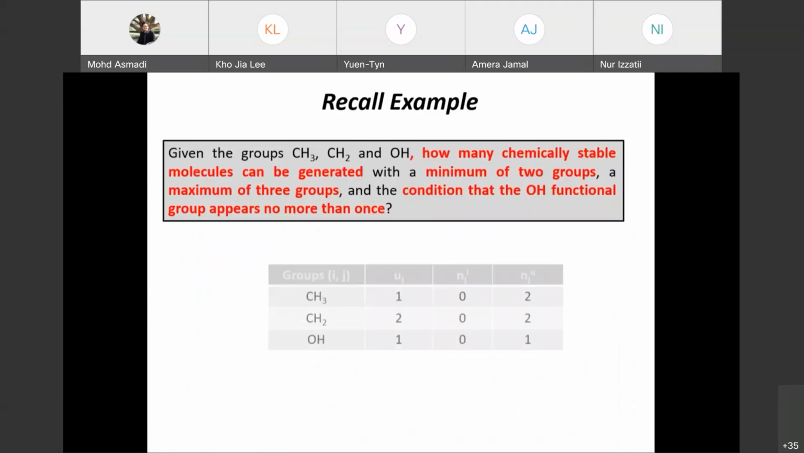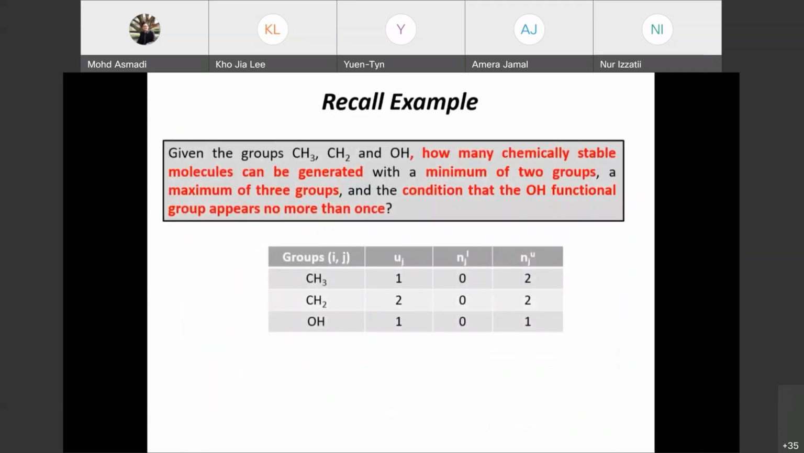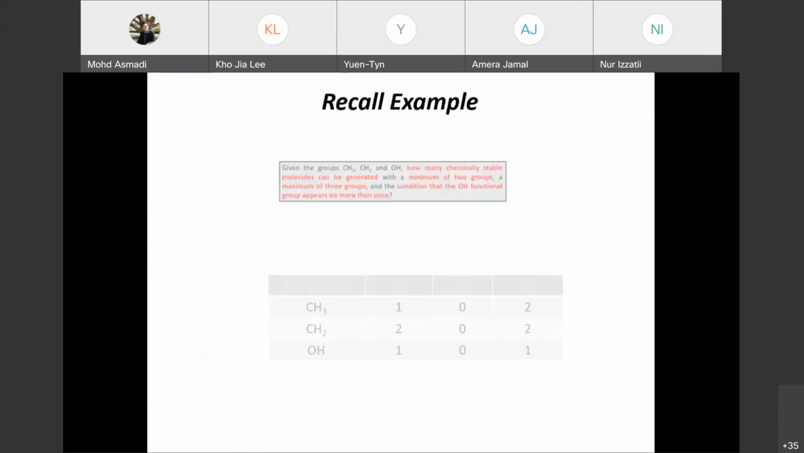So how can we use these equations? Let's see within 5 minutes. If you recall the previous example on CH3, CH2, and OH: given the groups CH3, CH2, and OH, how many chemically stable molecules can be generated with a minimum of 2 groups and a maximum of 3 groups, under the condition that the OH group appears no more than once? UJ is the valence group.